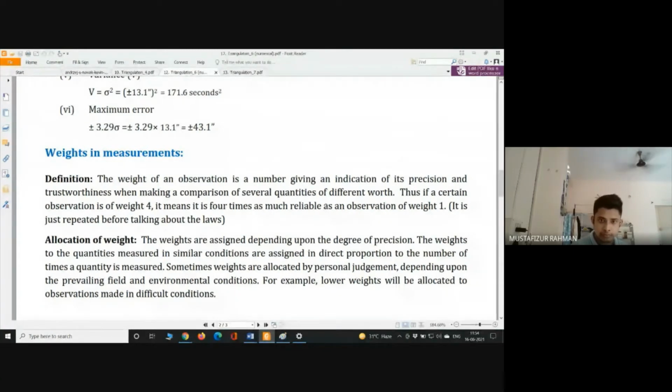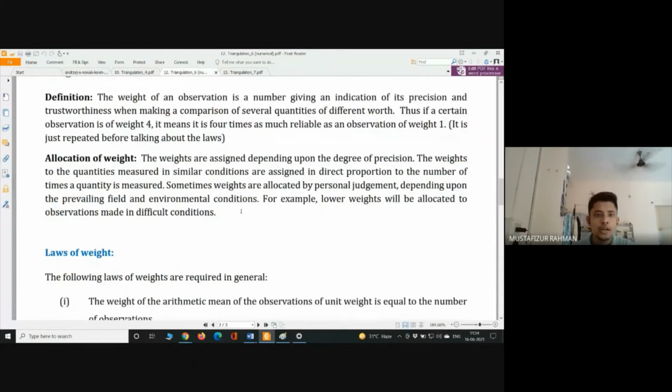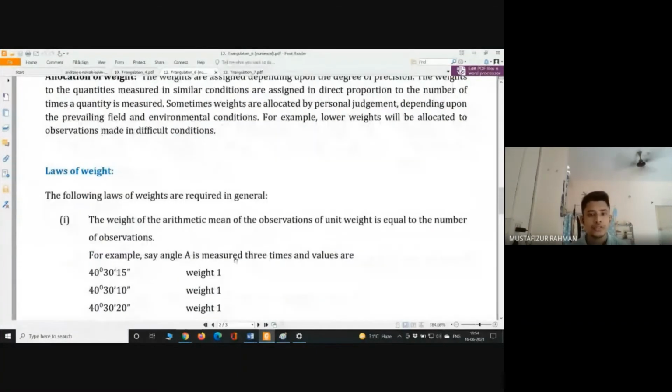So most probably the value which was measured 4 times and taken a mean of those values will be appropriate, will be correct. That is our understanding. Now, how are we allocating the weights? How are we saying that, okay, this is weight 1, this is weight 2, or 4, 5, 6, like that. So there are some laws of the weight.